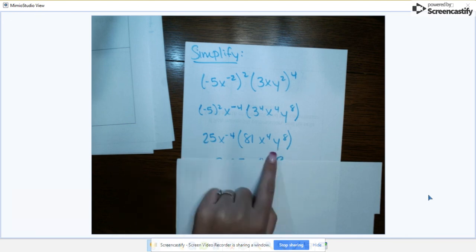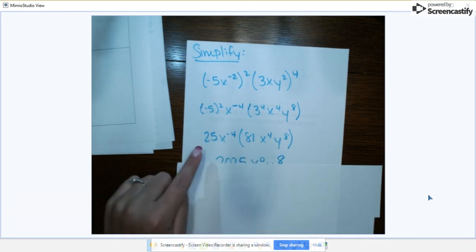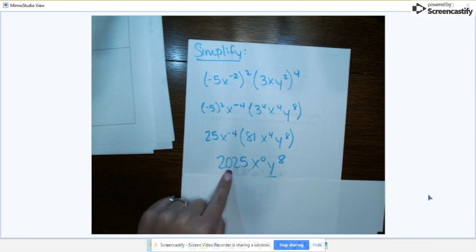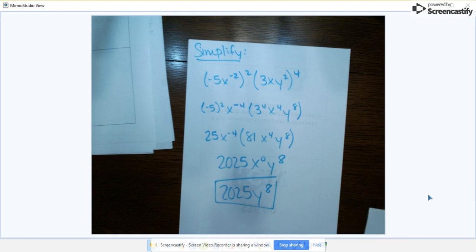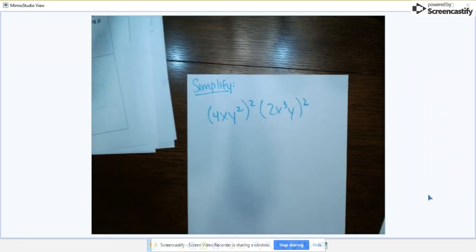We're multiplying everything here. So remember, I can add my exponents. Well, negative 4 plus 4 gives me 0. Also, 25 times 81 is where I get this 2025. Anything to the 0 is 1. Okay, 2025 times 1 is just 2025. So my final answer is 2025 times y to the 8th. And you guys, please simplify this expression.